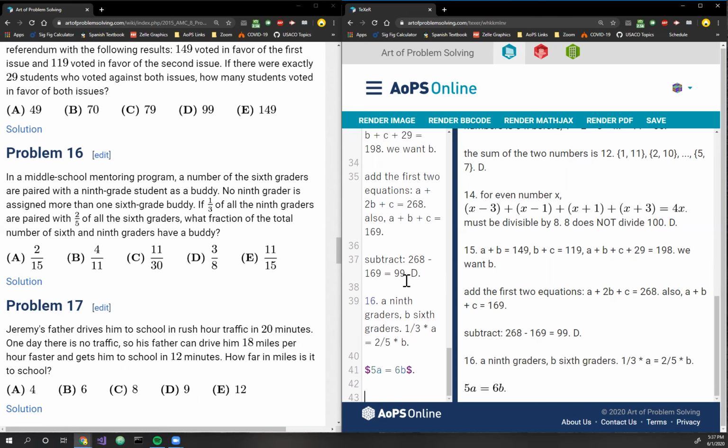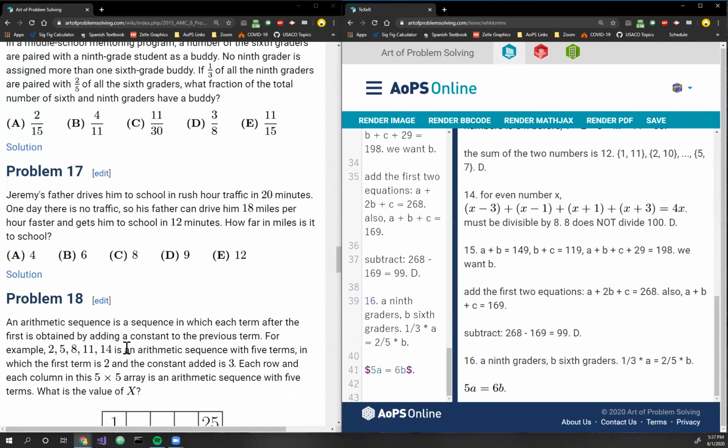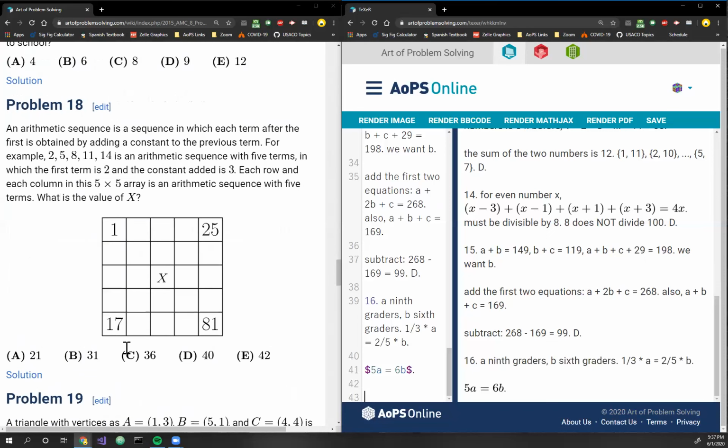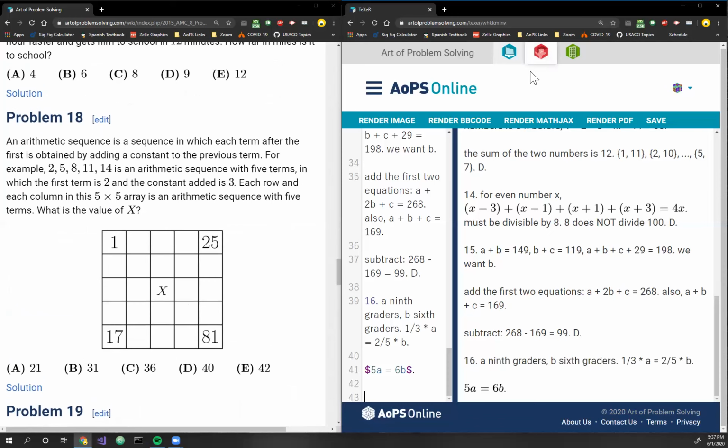Something smart to do now is to look through the rest of the test and see if there are any questions we can do more easily. Okay, let's do this one. 18 seems approachable.